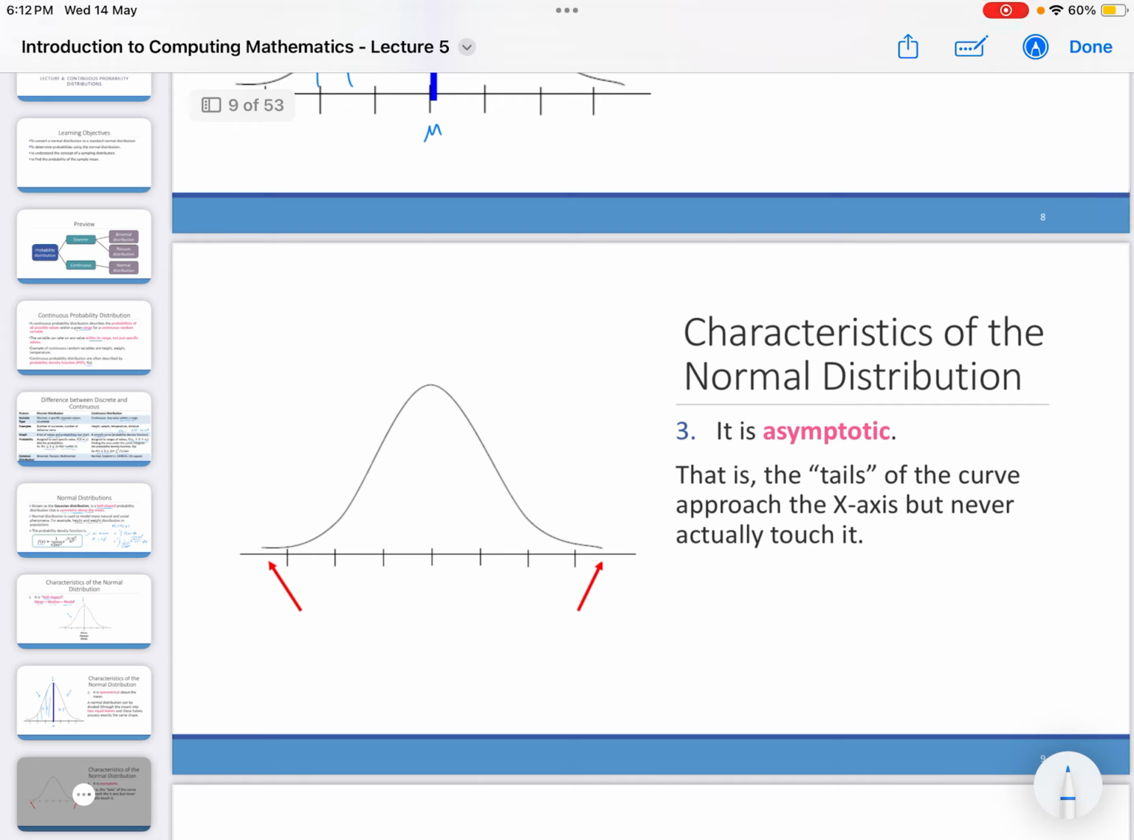And then the third characteristic is that it is asymptotic. What does asymptotic mean? The tails, which is this part, approach the x-axis but never actually touch the x-axis. It will always be like this. It never really touches the x-axis. So this is what it means by asymptotic.